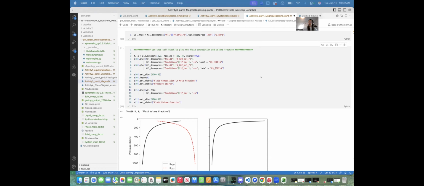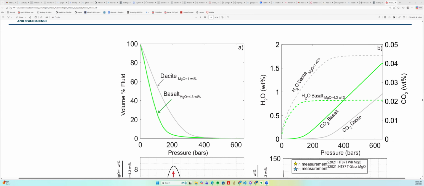The dacite had about 1.7 weight% water, whereas the basalt had less than 1 weight% water. That meant we were able to model for both the basalt and the dacite how much fluid volume you'd have as a function of pressure. You've run a slightly more primitive basalt model than the one that erupted at this fissure. But we could see that the dacite exsolves its fluid much earlier and has a much higher volume % of fluid at a single pressure.